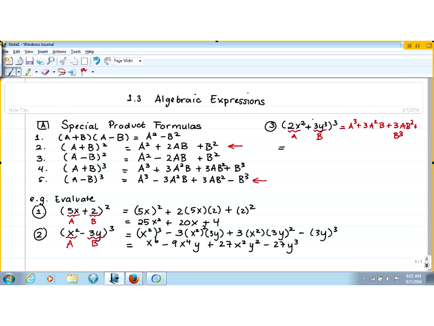What is a cubed? 2x squared cubed. So if you want, you could write directly 8x to the 6, right? Okay. Plus 3 times a squared b. What is a squared b? Well, let's just write it. 2x squared squared 3y cubed. Plus 3ab squared. So a is 2x squared. B squared is 3y cubed squared. All right. So this is 3. And the last one is b cubed. What is b cubed? 3y cubed.